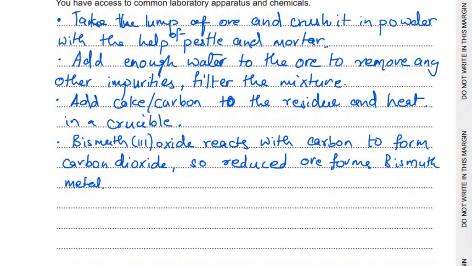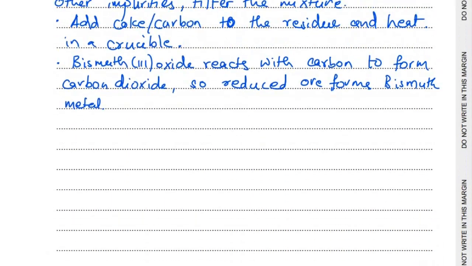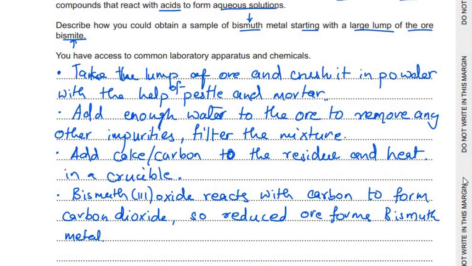This is how you write it in stepwise form, and this question is 6 marks. So don't forget to mention the name of the apparatus, what you are adding, and why you are adding it. We can't forget writing about the filtration of the mixture, and we need to specify that we are adding coke to the residue. If you have written all the specifics, then out of the 4 points you will get 6 points.